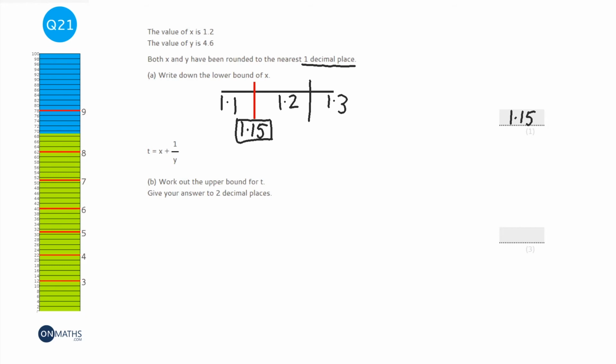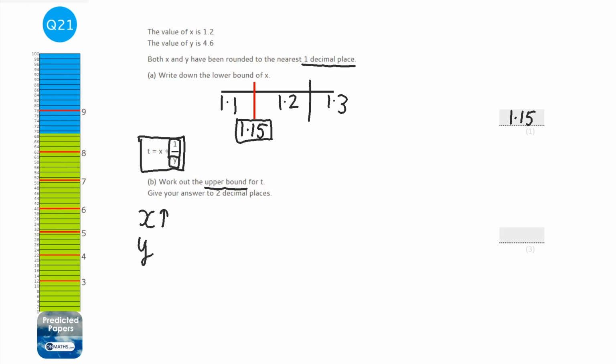Now this is a slightly harder question in B because we're given this formula here. Now we've got to be careful when we're using formulas. We're looking for the upper bound of t, so we're looking for t to be as big as possible. Well, for t to be as big as possible, x needs to be as big as possible because we're adding it and we want a number to be big that we're adding. But the bigger y is, the smaller that fraction becomes. So we want actually y to be as small as possible.